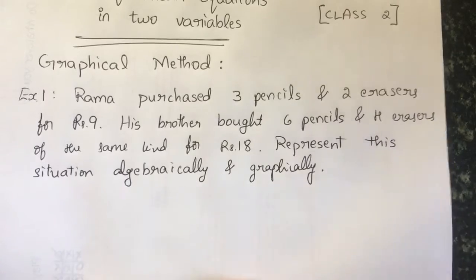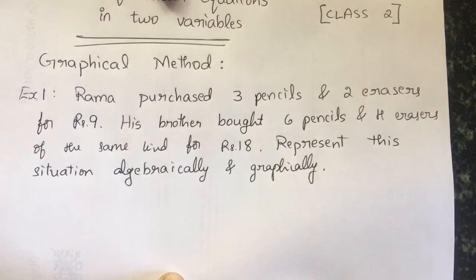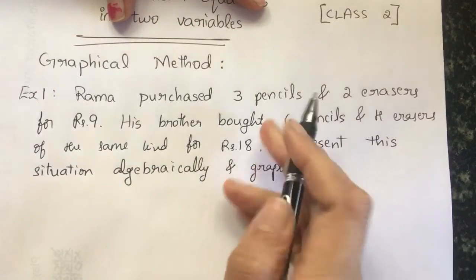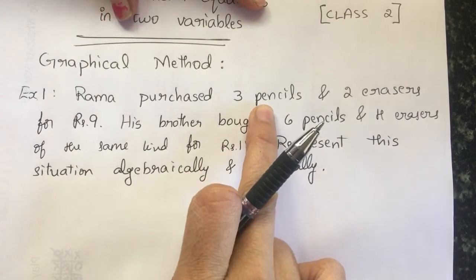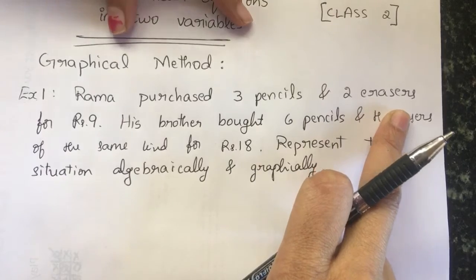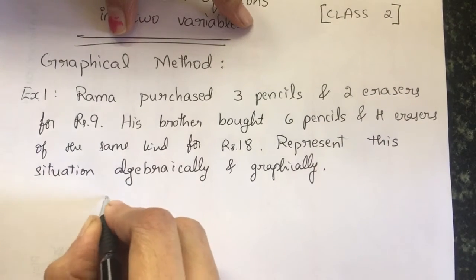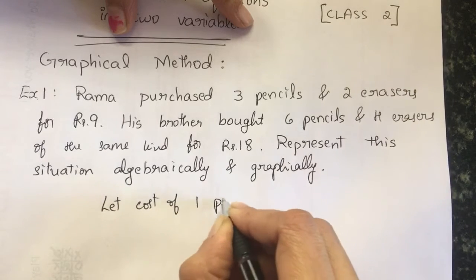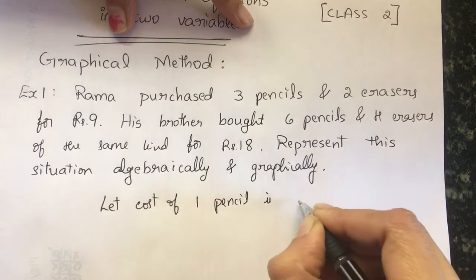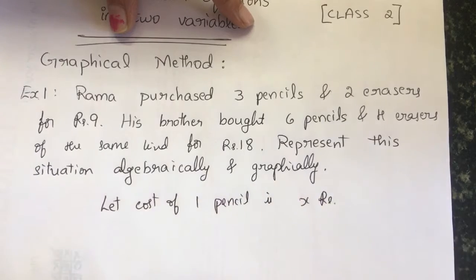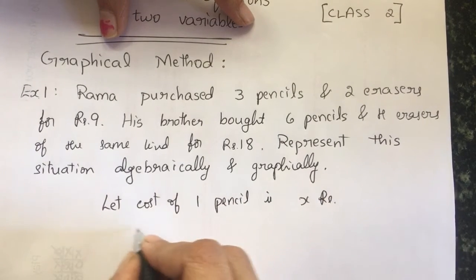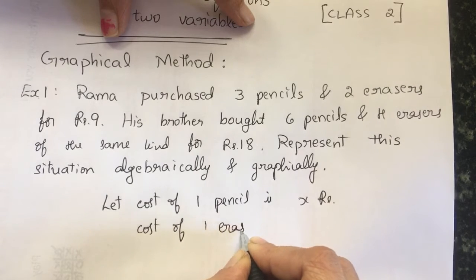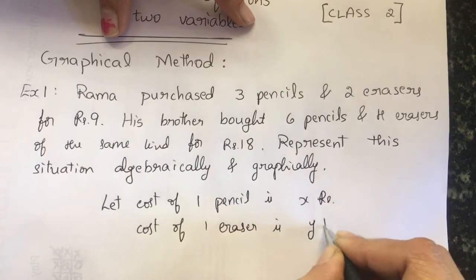So let us write the algebraic expression stating this situation. Okay, see, there are two variables. One is for pencil and another one is for eraser. So let me take the cost of one pencil as, say, X rupees, and the cost of one eraser is equal to, say, Y rupees.